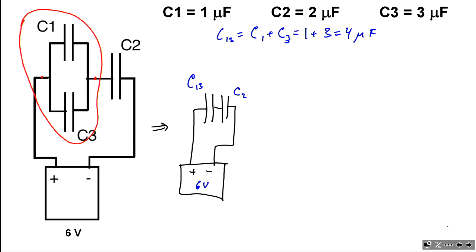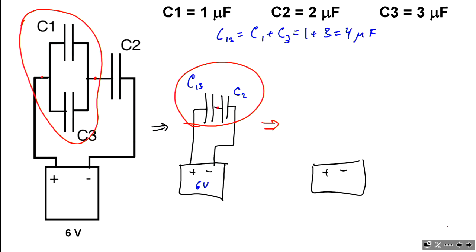But now, after we simplify the circuit, we can look at the new equivalent circuit. And now we can see two capacitors connected in series, which means now we can make another transition. Same battery, and now only one capacitor, which should replace all 3.